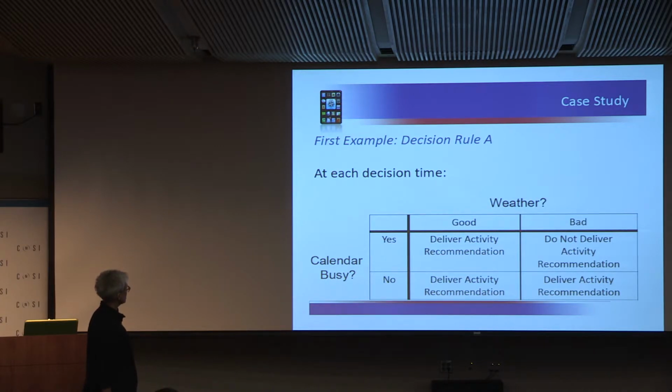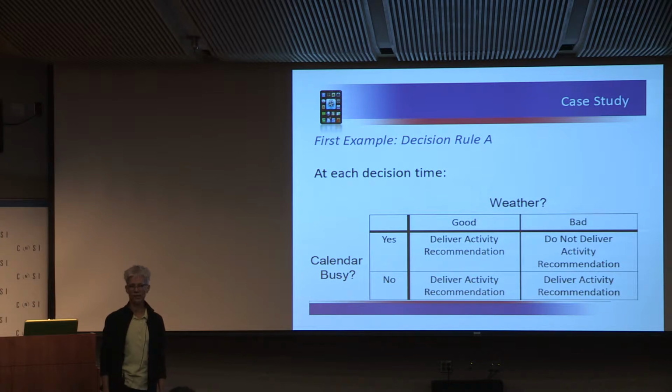So at each decision time, this is a potential decision rule we could use in HeartSteps. We could look at the weather, see if it's good or bad. We have to have some definition of what we mean by good or bad. We could look at the calendar of the person over the next hour. We'd have a definition of what we mean by busy or not busy of that calendar. And based on those two factors, we could decide whether or not we should deliver an activity recommendation. And in this very simple case, the only time we would not deliver a suggestion for activity would be if the weather was bad and the calendar was busy. That's just a very simple example.